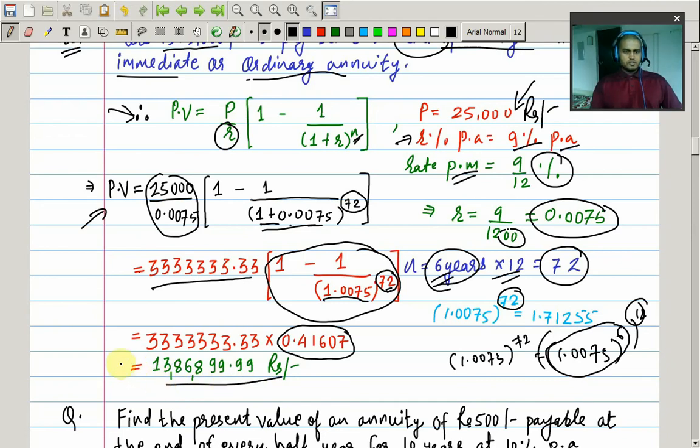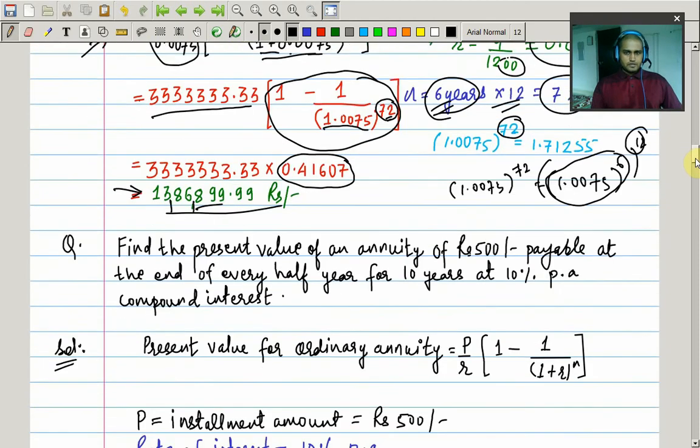So it says that this much amount you have to deposit right now in order to receive 25,000 every month in future. It is 13 lakh 86,899 and 99 paisa.